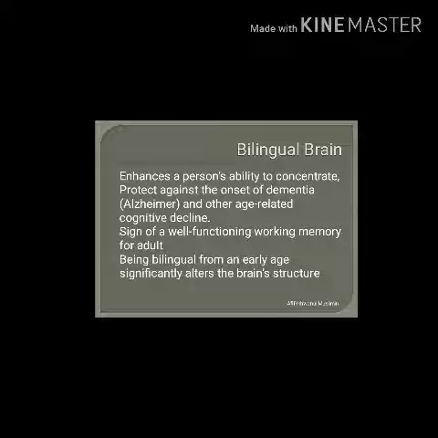The next one is a sign of a well-functioning working memory for adults. Imagine if you can remember many vocabulary words in your mind, it means that you have good memory inside your brain. And the last one is that being bilingual at an early age significantly alters the brain structure. As I have shown before in the previous picture, someone who is bilingual tends to have a greater density of gray color in their brain, which means that their brain grows faster than someone who is only monolingual.